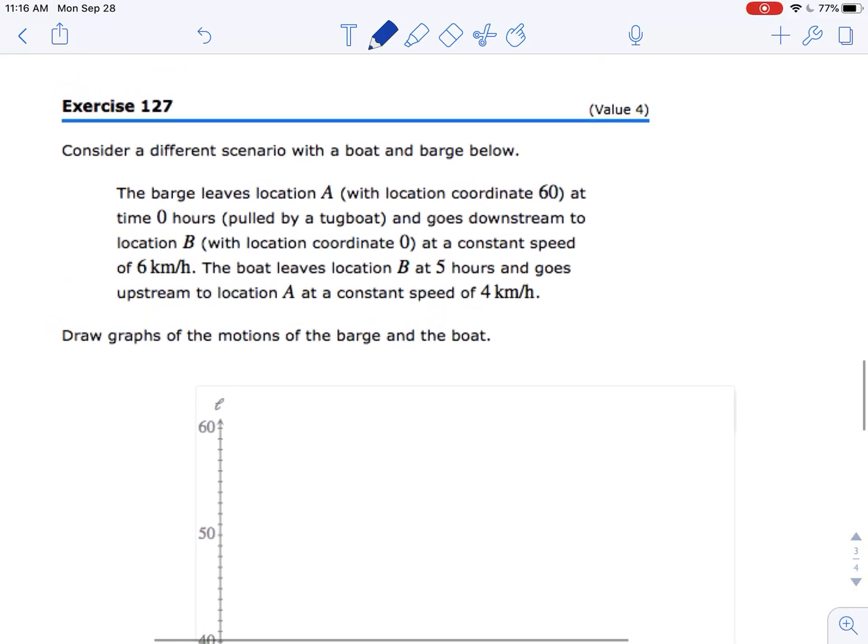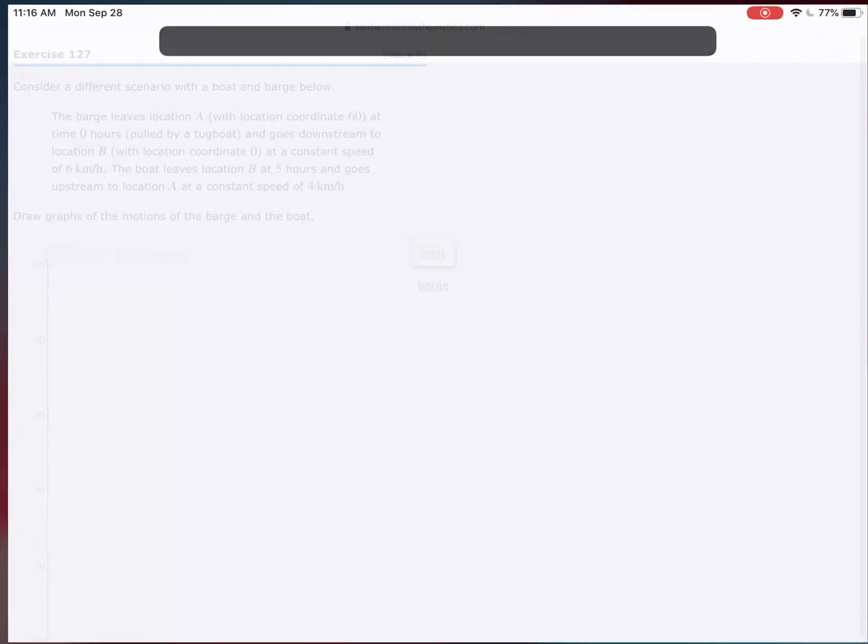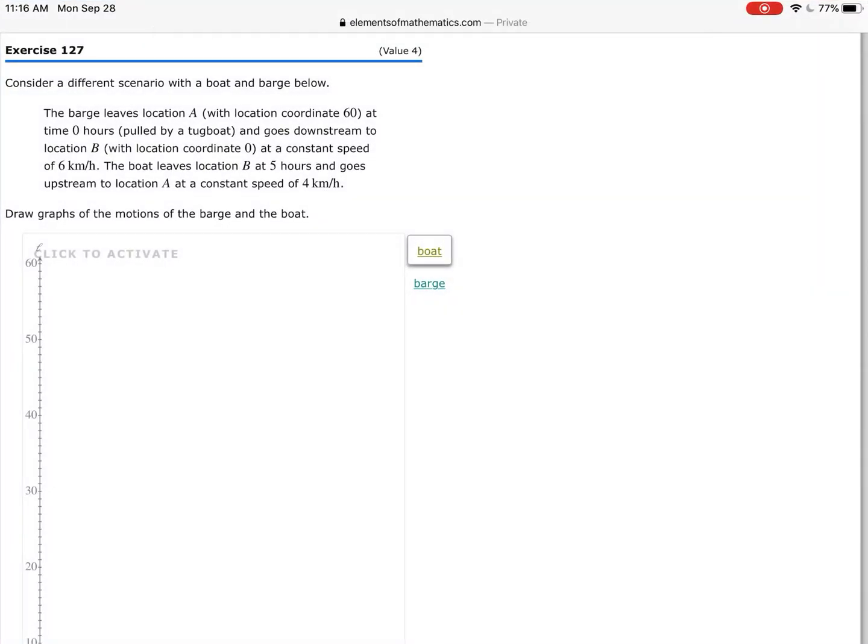In the meantime, exercise 127 portrays some situation that they ask you to graph as a system of linear equations. So let's take a look at this one. I'll jump over to my Safari here, and you can see on exercise 127 you can make a line for a boat, a line for the barge. Since they talked about the barge first, I'll go ahead and graph that one first. It says it leaves location A with location coordinate 60 at time 0 hours.